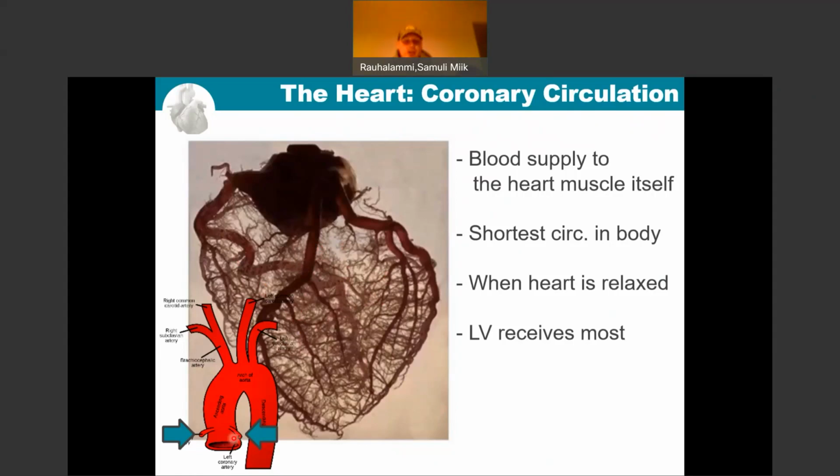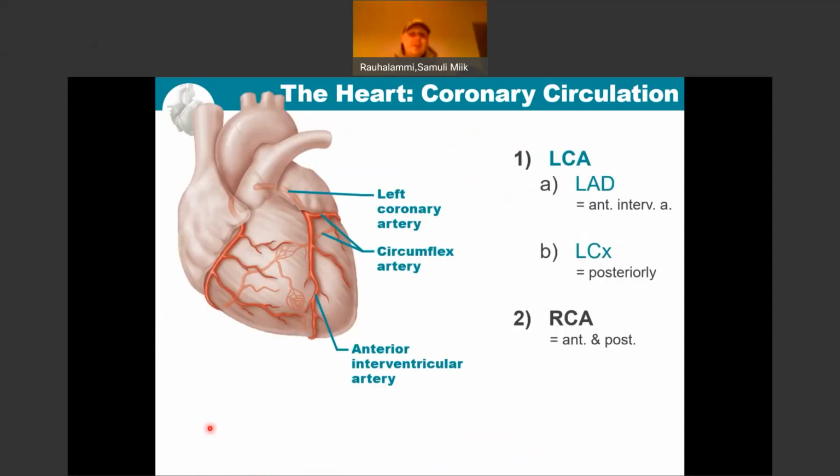And this blood supply is actually through these two little blood vessels that appear immediately after the aortic valve. And these are going to be our coronary arteries. There's going to be one on the right-hand side and one on the left-hand side. So let's have a look at those. First of all, the left coronary artery appears on the left-hand side of this part right after the aortic valve, and it divides real soon into two branches.